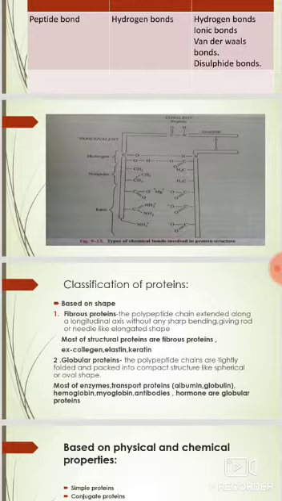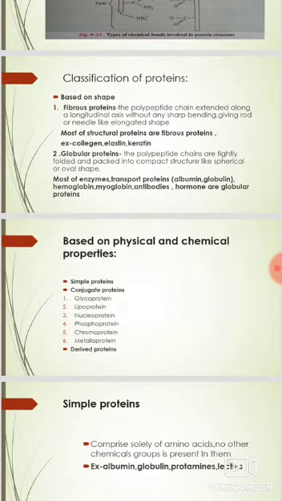Second is the globular protein. The polypeptide chains are tightly folded and packed into compact structure like a spherical or oval shape. Most of the enzymes, transport proteins like albumin and globulin, hemoglobin, myoglobin, antibodies, hormones are globular proteins. Based on the physical and chemical properties, proteins may be simple protein, conjugated protein and derived protein.